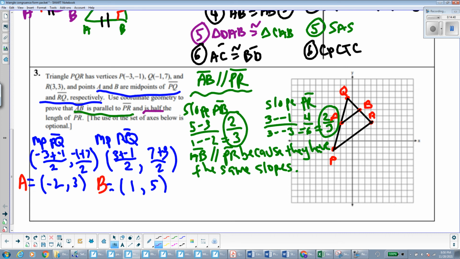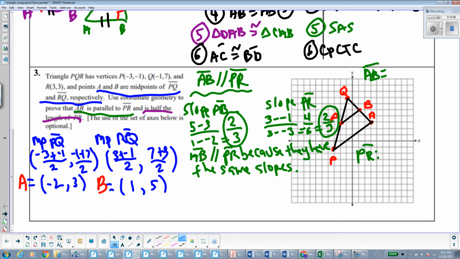Now I also need to show that AB is half the length of PR. What I want to do is find the length of AB and the length of PR, and show that AB is half PR's length, which would mean that PR would be double what AB is. So that's going to require the distance formula. I'm going to have to find the length of AB, and I'm going to find the length of PR, and then I can compare them. I'm trying to give myself plenty of space here.